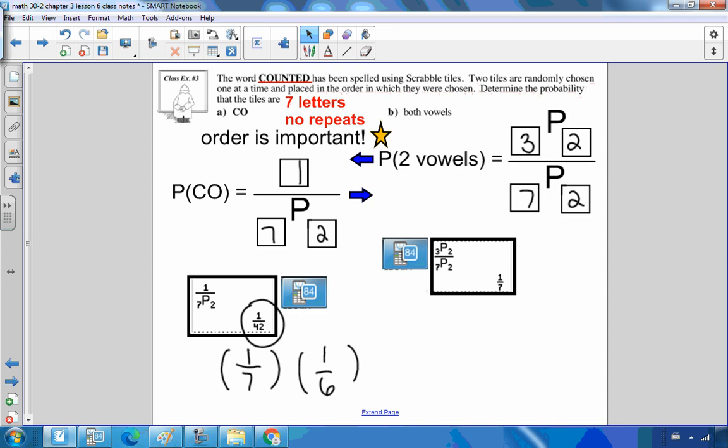Again, if you want to do it the multiplication way, there are 3 vowels out of 7 multiplied by 2 vowels out of 6. So multiplying those together, you will also get 1 out of 7. So 2 different ways that you could do that question.